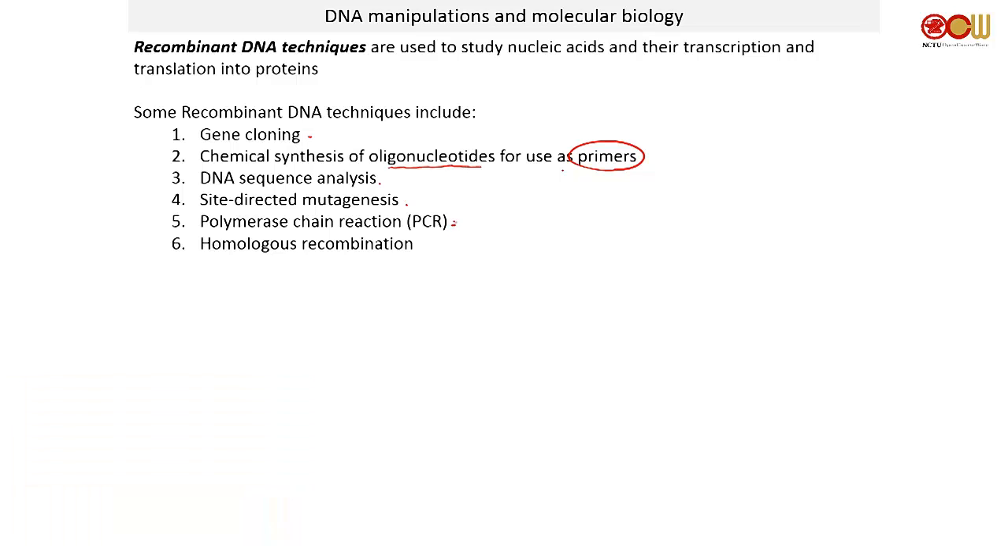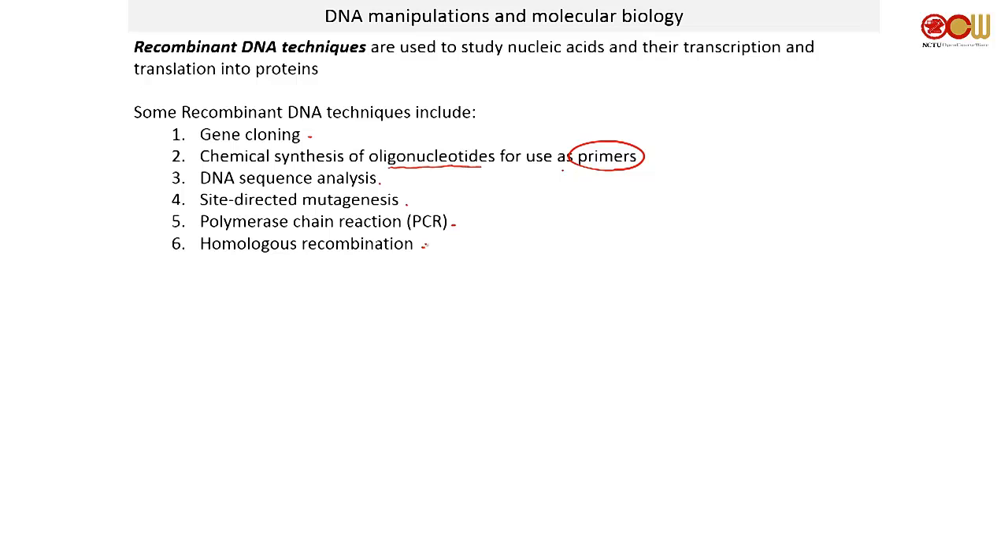You can also have PCR. PCR is important because it amplifies the DNA for you. You can have homologous recombination. This is a very popular method that people use to introduce a synthetic gene or just a foreign gene into an organism.